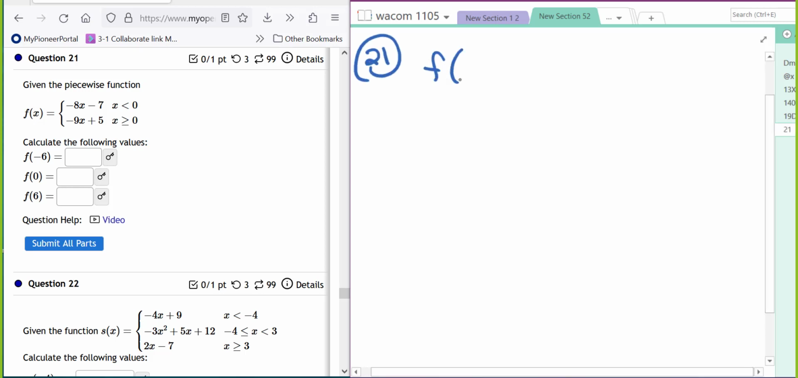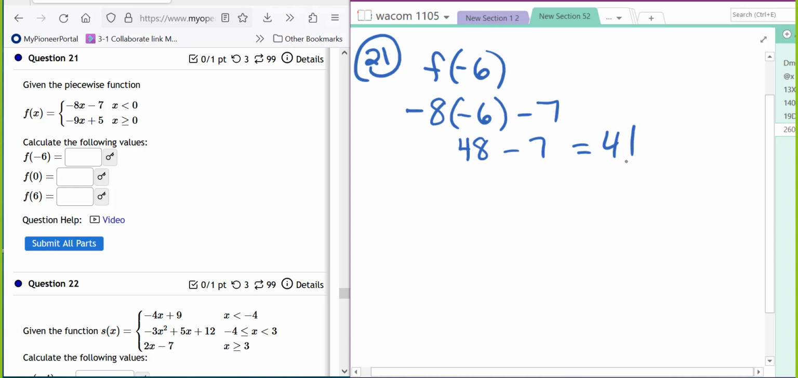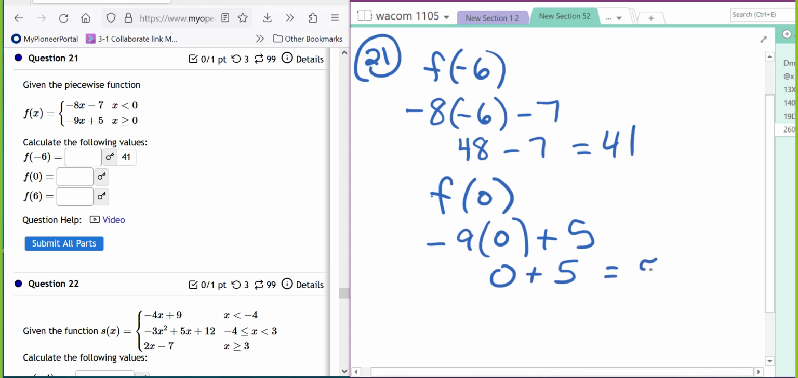So f of negative 6, right? Negative 6 is less than 0. So you have to plug in to the top rule. So 6 times 8 is 48, minus 7 will give us 41. Right? And then it says f of 0. So you want to pick the right rule. It will be the one with the equals under it. And so it will be negative 9 times 0 plus 5. So 0 plus 5 is 5.